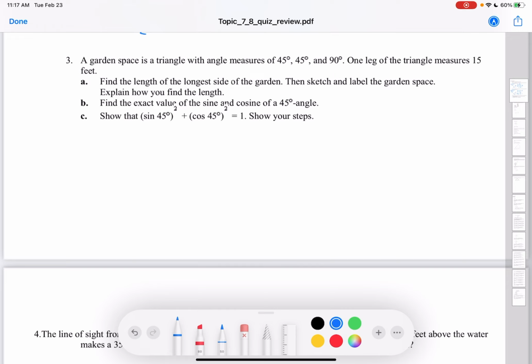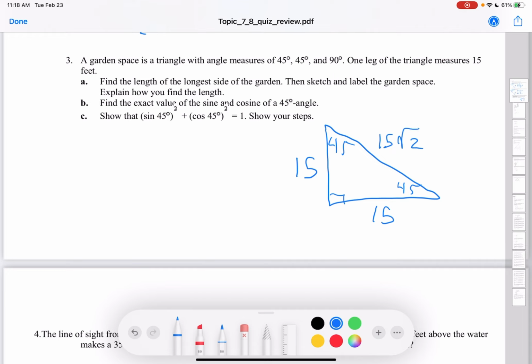Number 3. A garden space in a triangle with angle measures of 45, 45, 90. One leg of the triangle measures 15 feet. So I'm going to draw it. So we've got a 45, 45, 90. It says one of the legs is 15 feet. Well, I'm just going to fill out the triangle. If that's 15 feet, this is 15 feet. And for a 45, 45, 90, it's times the square root of 2. So 15 times the square root of 2. It says find the length of the longest side. So we did that. That's 15 square root of 2.